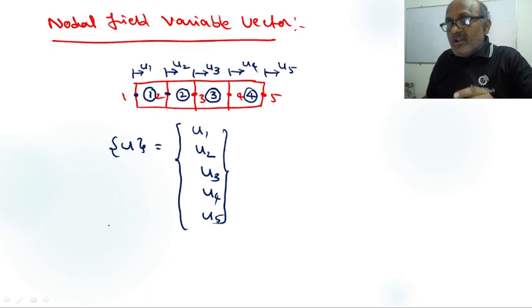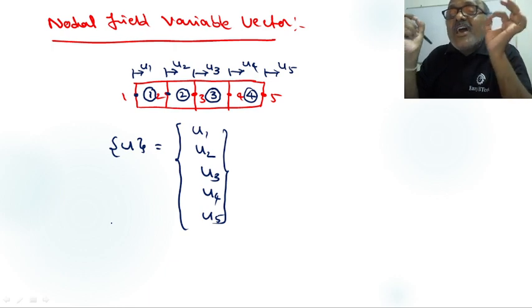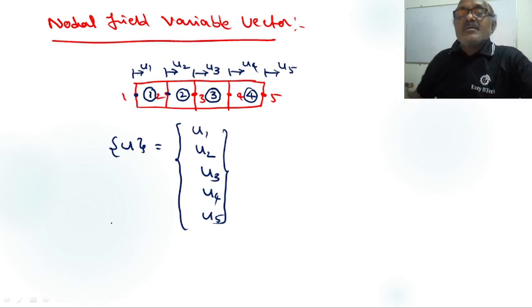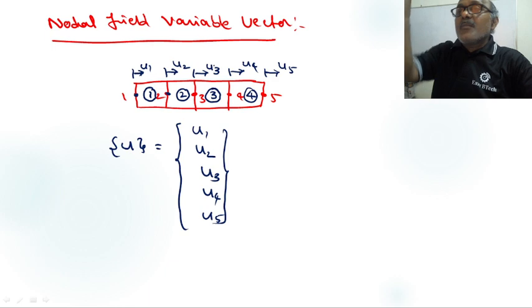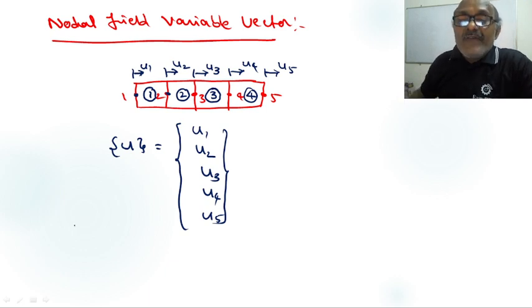The field variables at nodal points are represented in vector form. That vector is called the nodal field variable vector, my dear students. All of it clear? Okay. So here is a field variable. At node 1 the field variable is u1, at node 2 it is u2, at node 3 it is u3. So all the field variables at nodal points are represented in vector form. That vector is called the nodal field variable vector.